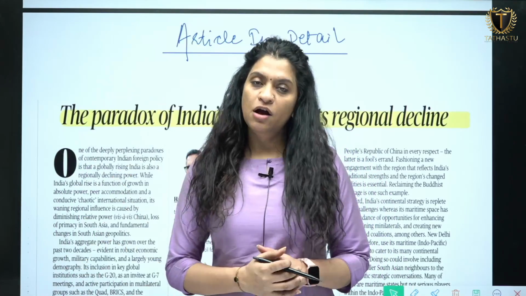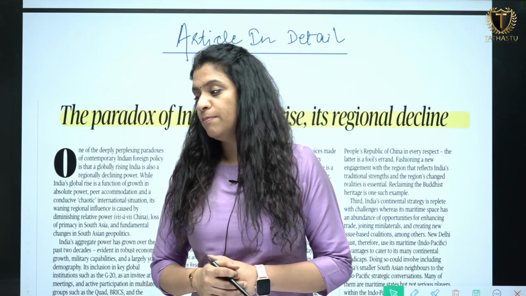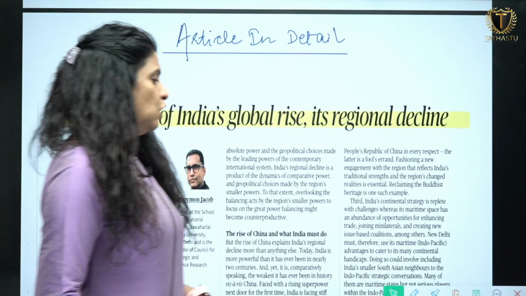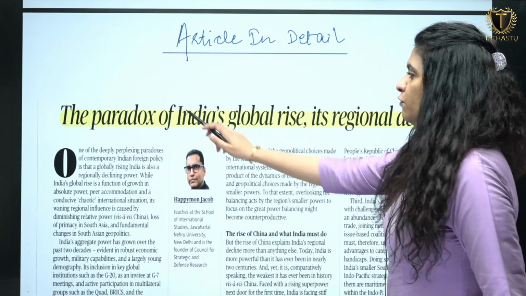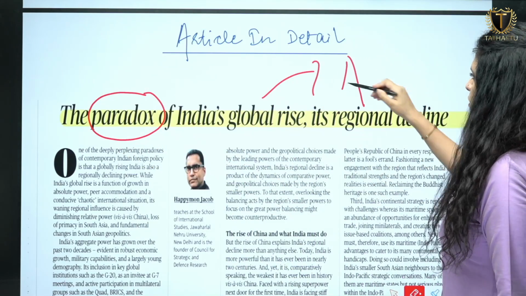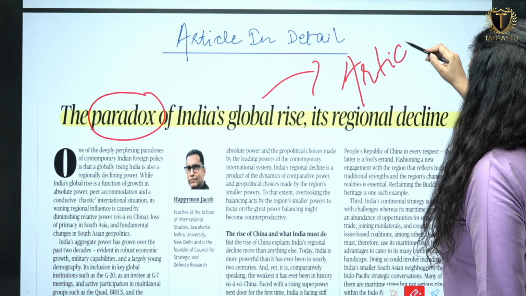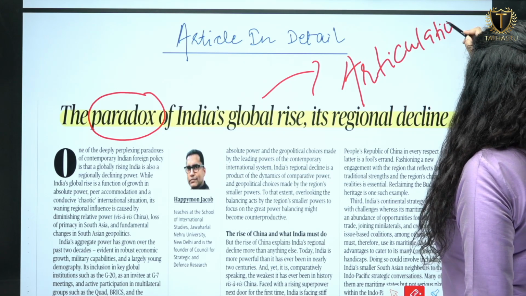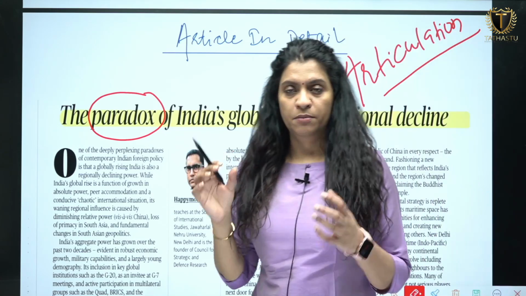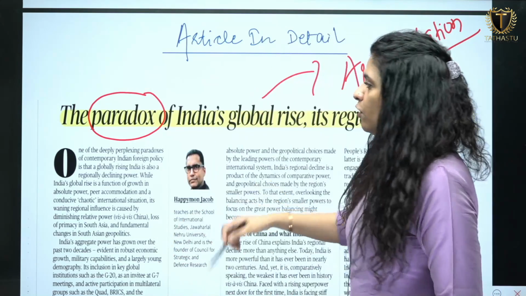The one which we are going to take up in detail is The paradox of India's global rise, its regional decline. So what does paradox mean? Lot of students ask me, ma'am, how to increase our articulation skill. What does articulation mean? In the least possible words, you can express in an effective manner. So what does paradox mean?